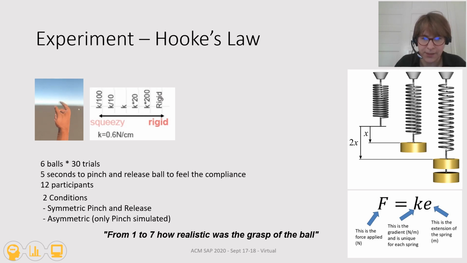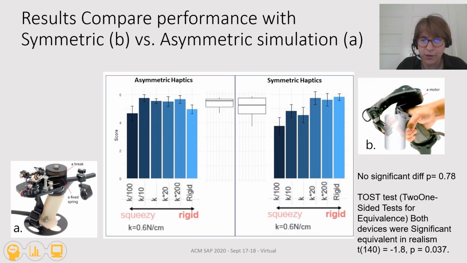We have 12 participants, and we have 2 types of devices. The first one, which was symmetric, can simulate both the inward elasticity and the outward elasticity. And the second one, which is asymmetric, is the CapstanCrunch. For every ball people play with, we ask them this question from 1 to 7: how realistic was the grasp of the ball? The results show that the level of realism is pretty high in both devices.